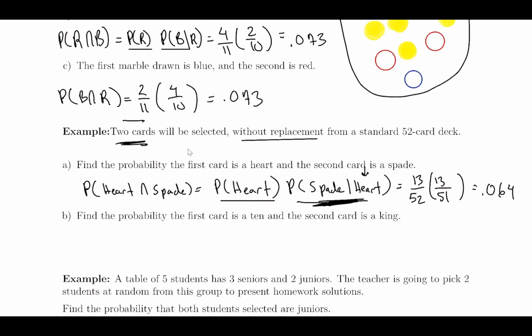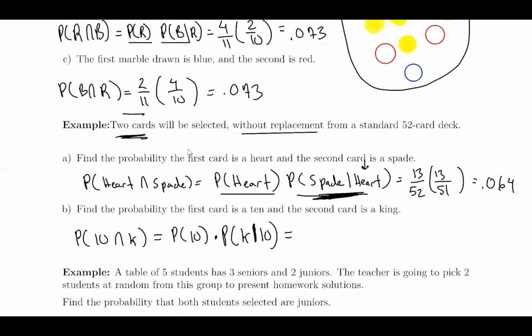All right, so let's do B. It says find the probability the first card is a 10 and the second card is a king. So I want the first one to be a 10, and then I want the second one to be a king. That means we want to find the probability the first one is a 10, and multiply that by the probability the second card is a king. But remember, the first card was already a 10. So we have to say the probability of 10 times the probability of king given the first card was a 10.